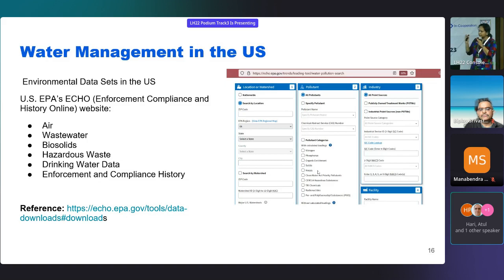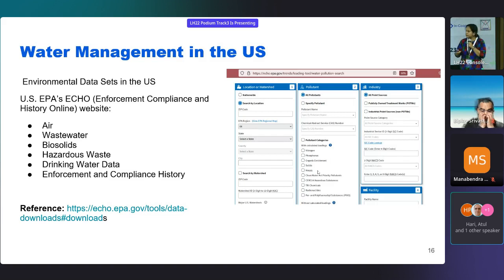Now, to give you a perspective of what's happening around the world, water management is probably in one of the more rudimentary stages in India. I would say we are making strides, but we need to quicken our pace, so to speak. To give you an idea of what's going on, the US has a lot of very consolidated databases, and the data collection process has been going on for quite a while now.